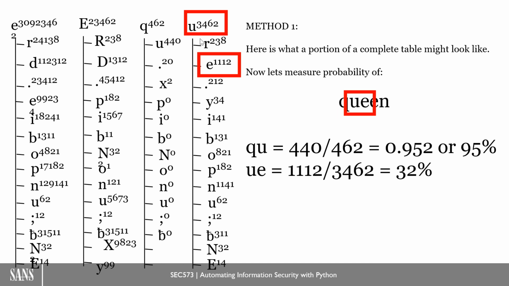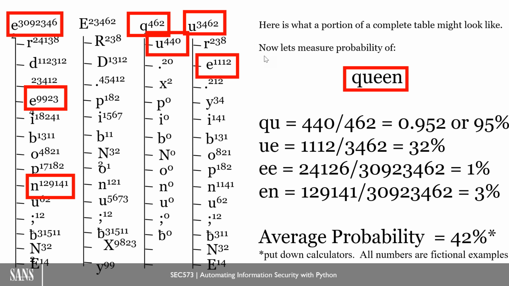Then I'll take UE. I'll go into my frequency table and I'll say, okay, I had 3,000 U's followed by 1,000 E's. That's a 32% chance. And then I'll continue that for all of the pairs, and I'll come up with all of my probabilities, and then I'll average the probabilities. So in this case, you can put your calculators down. These are all made-up numbers, just to give you an idea of what I'm doing here. I average those probabilities together, and I'd say, okay, Queen is 42% probable. So that's very likely going to be normal text.